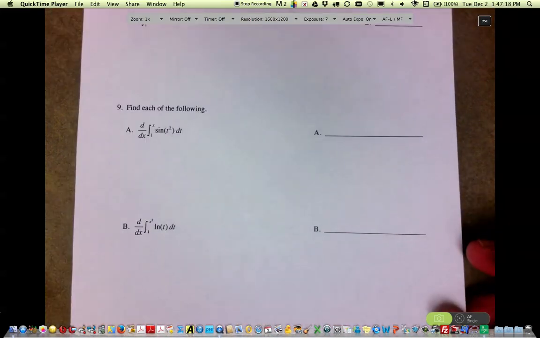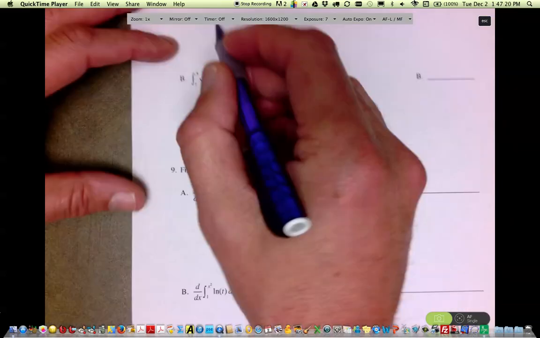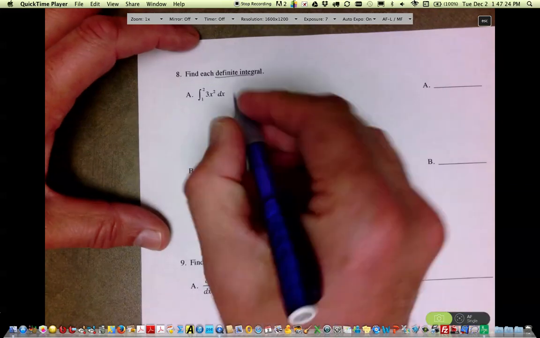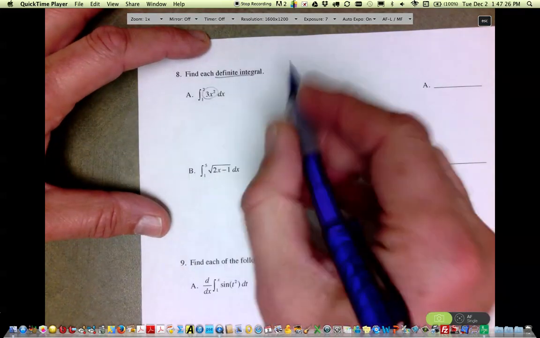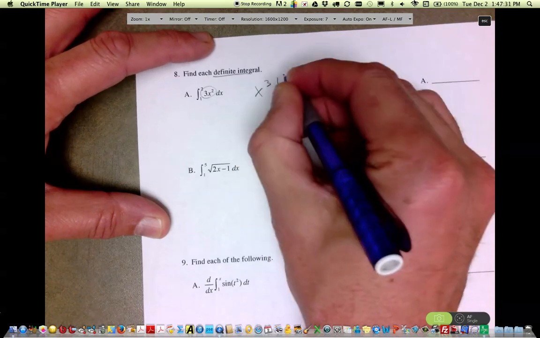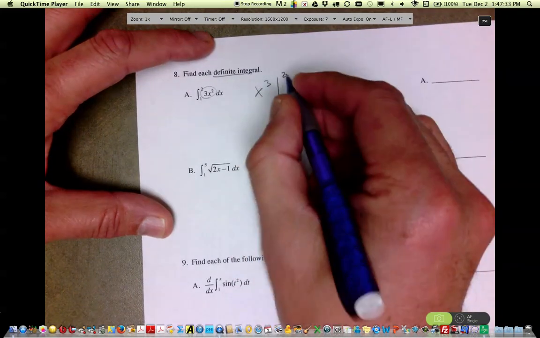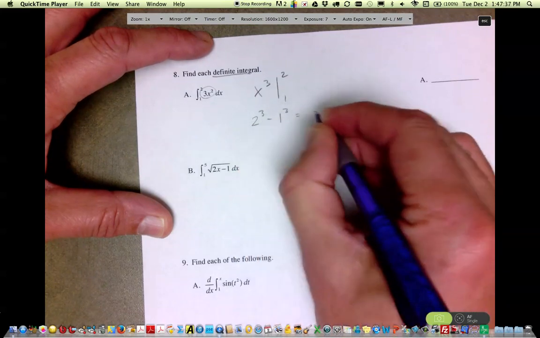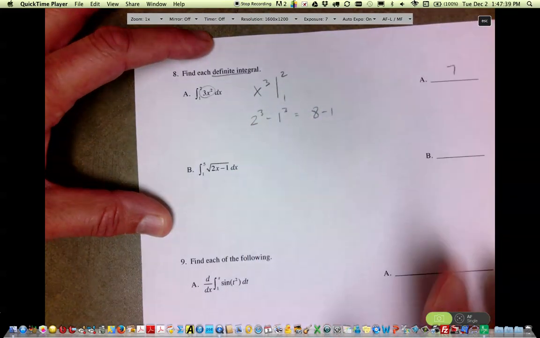Okay, so then the next set here is evaluate these definite integrals. So this is just applying the fundamental theorem of calculus. An antiderivative of 3x squared is x cubed. We're going to go from 0 to 2. So this is going to be 2 to the third minus 1 to the third. That gives me 8 minus 1. That's 7.